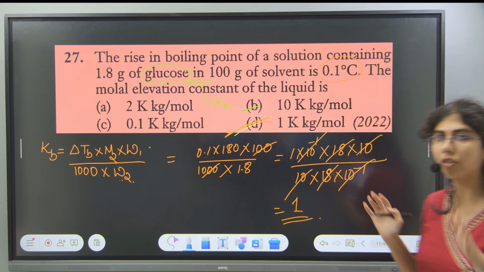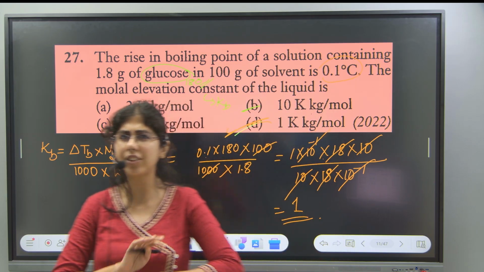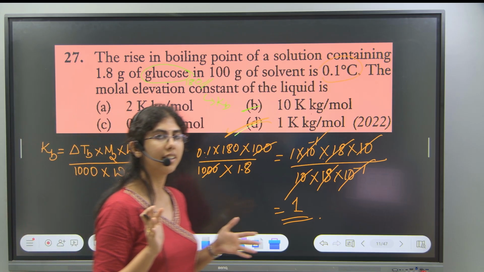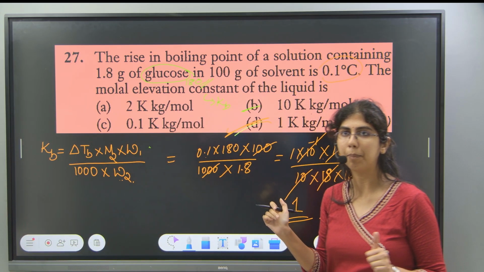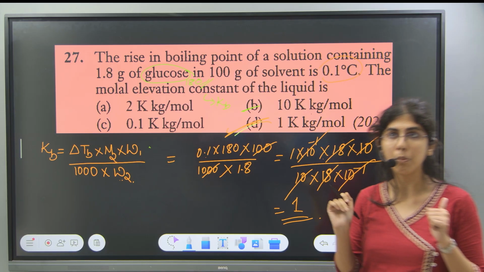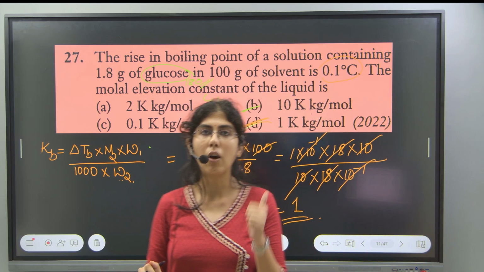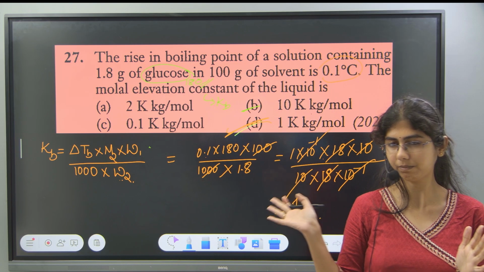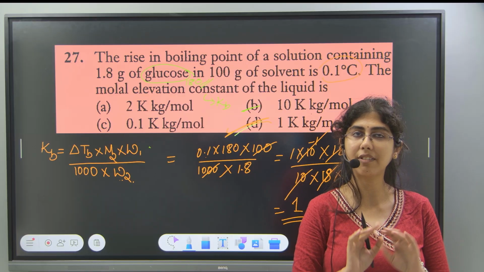So this was the solutions chapter. We have discussed all kinds of questions, and whenever you get a test of this particular chapter, please focus more on Raoult's law, Henry's law, and the colligative properties part. These are very, very important.